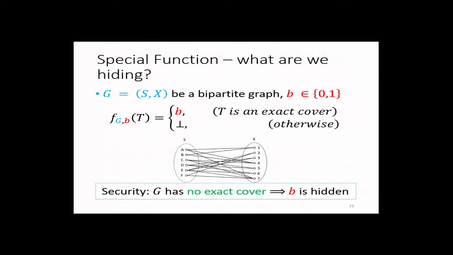So if there's no exact cover, then there's no input on which the function outputs the bit B. At least in that case, it should remain hidden. And this problem is still non-trivial because the obfuscator doesn't know, at the time of obfuscating this program, whether the graph has an exact cover or not. So let's see how we're going to obfuscate this function.